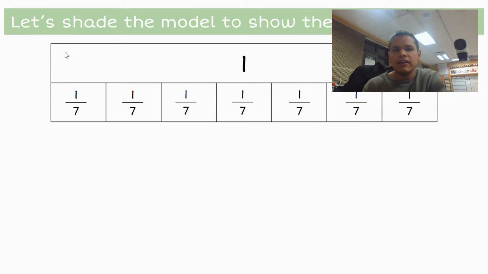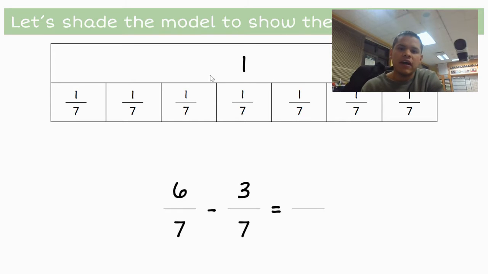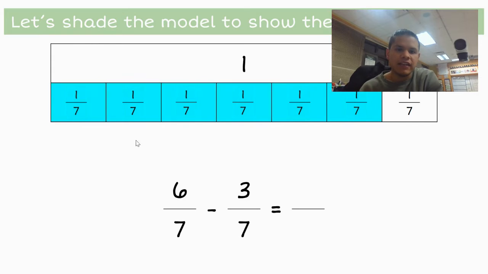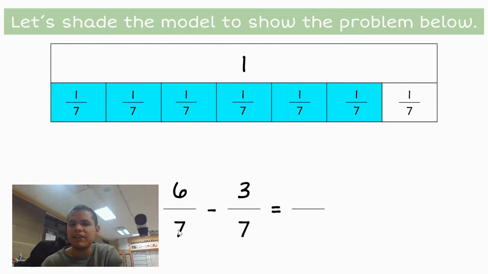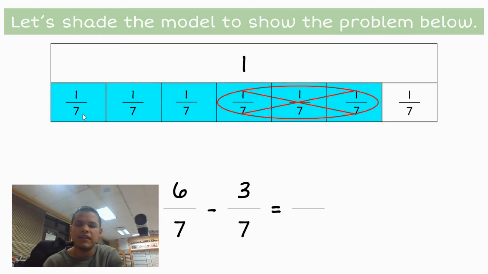Let's take a look and let's shade the model to show the problem below. So right here, I have one whole and then I have sevenths. Let's shade 6 out of 7 of this model. And if we are subtracting, we are going to take away 1, 2, 3 sevenths. Well, how many sevenths do we have left over? 1 seventh, 2 sevenths, and 3 sevenths. So 6 sevenths minus 3 sevenths is 3 sevenths.